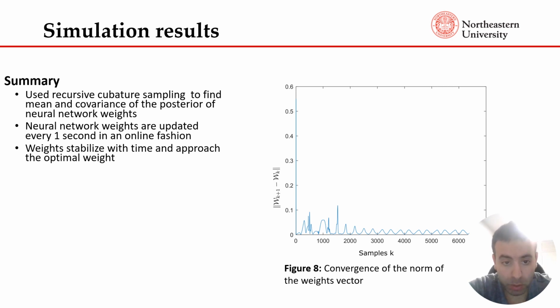So in summary, we used recursive Cubature sampling to find the mean and covariance of the posterior of the neural network weights. Neural network weights are updated every 1 second in an online fashion according to the recursive algorithm that is derived by approximating the posterior at each time step k. The weights stabilize with time and do approach the optimal weight.